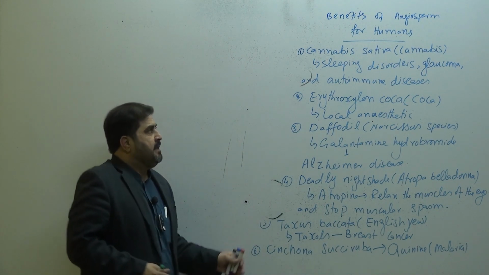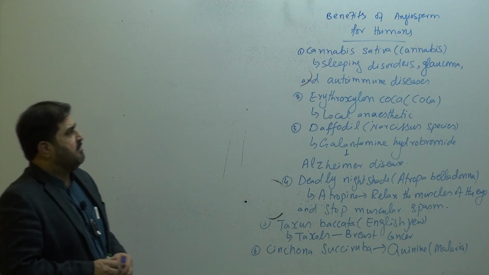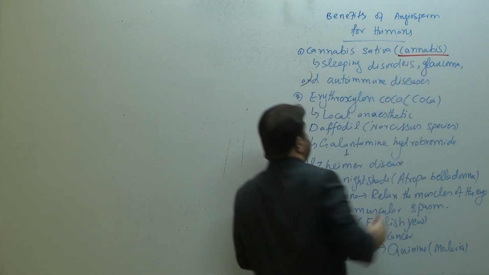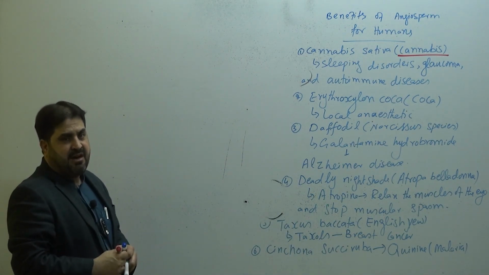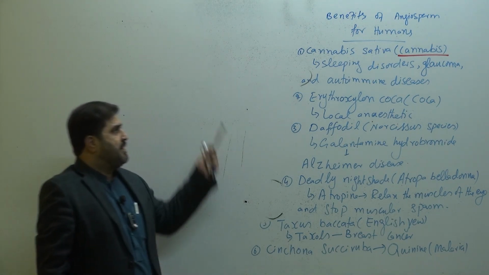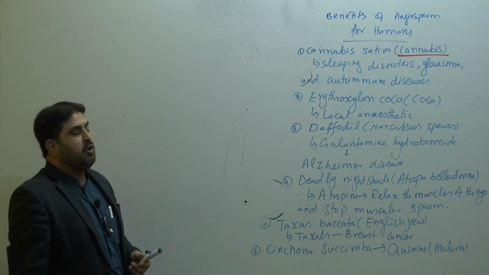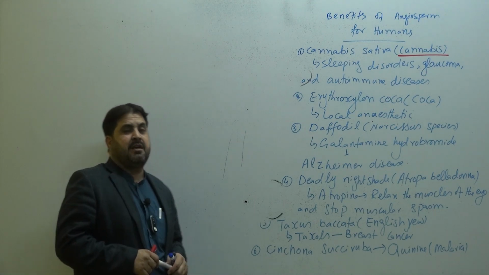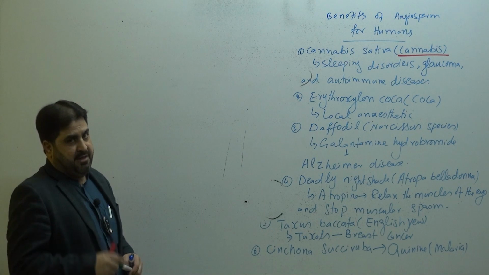But among them, some of the plants are used as medicines as well. For example, one of the plants is called cannabis. The scientific name is Cannabis sativa. We discussed it in pharmacology. It is used for the treatment of sleeping disorder, glaucoma, eye infection, as well as autoimmune disease. They can be treated through cannabis when prescribed by the doctor.